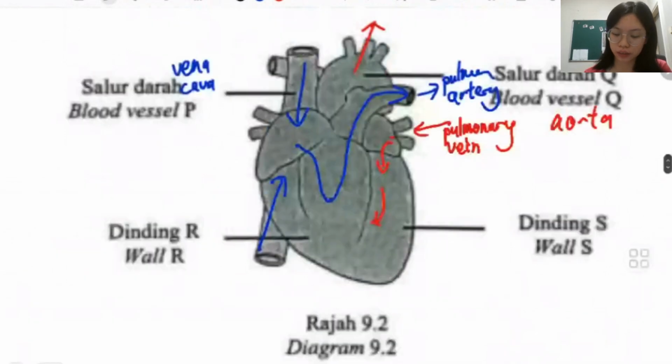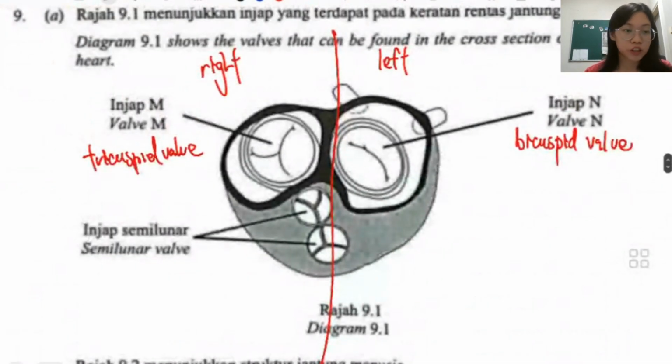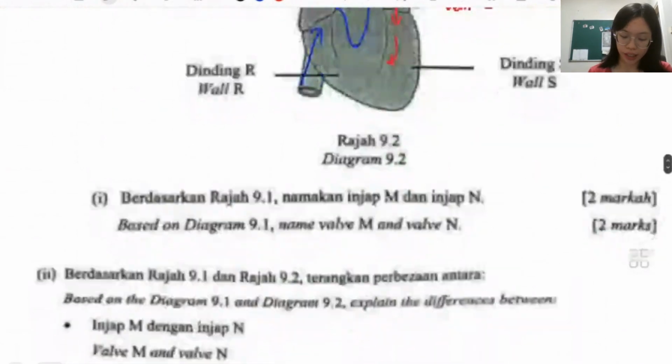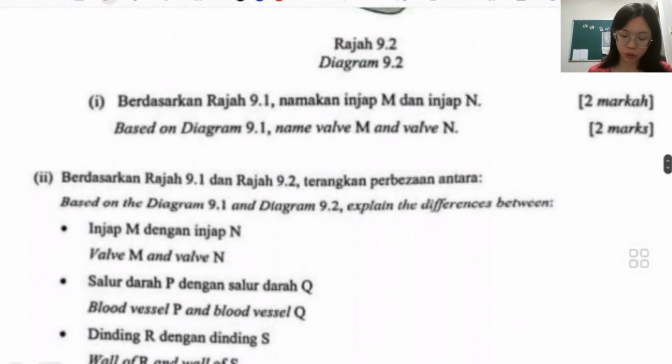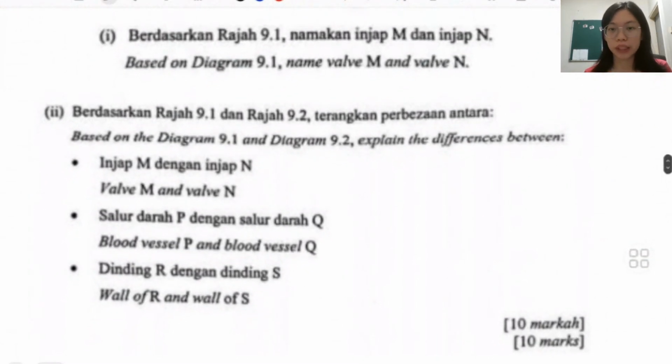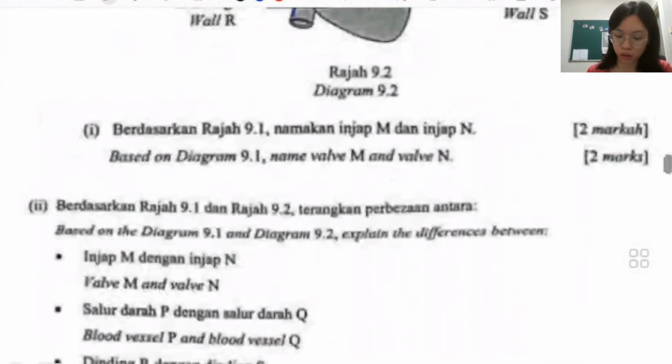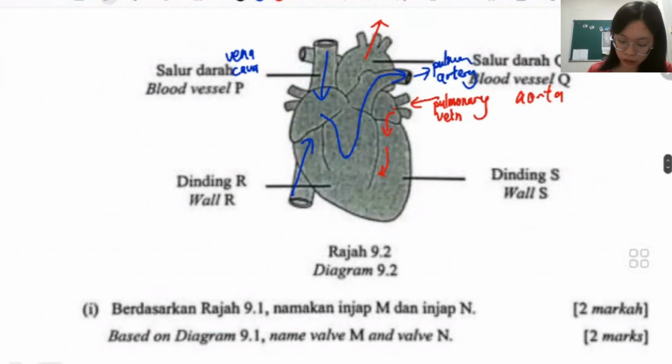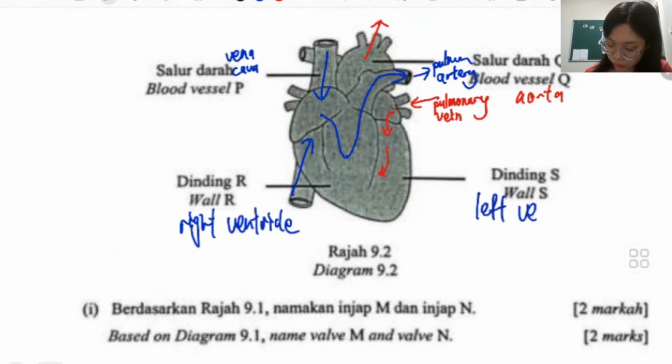Valve M is the tricuspid valve. Meanwhile, valve N is the bicuspid valve. And explain differences between valve M and N, blood vessel P and blood vessel Q, wall of R and S. So what is wall of R? Wall of R is the right ventricle. Wall of S is the left ventricle wall.